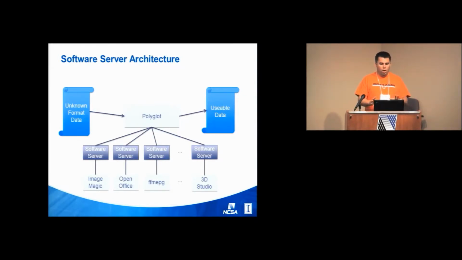So this is where we want to go with Polyglot. And you can clearly see that this is easy to grow out. If Polyglot, the top piece, becomes too busy, we put a load balancer on top of it and we spread the load out over different versions of Polyglot.